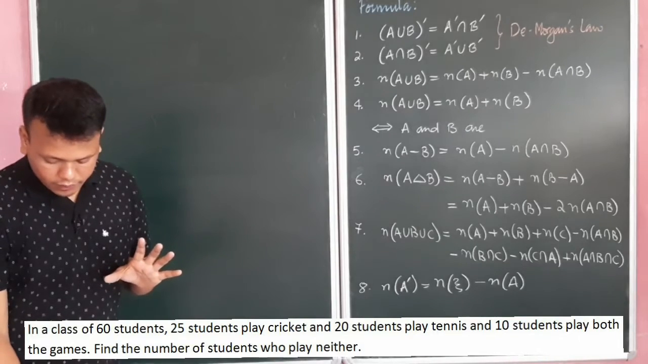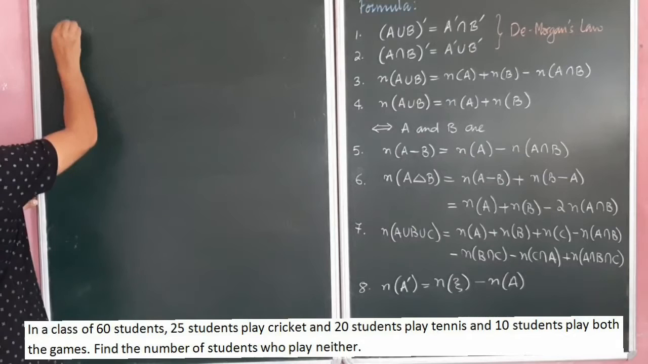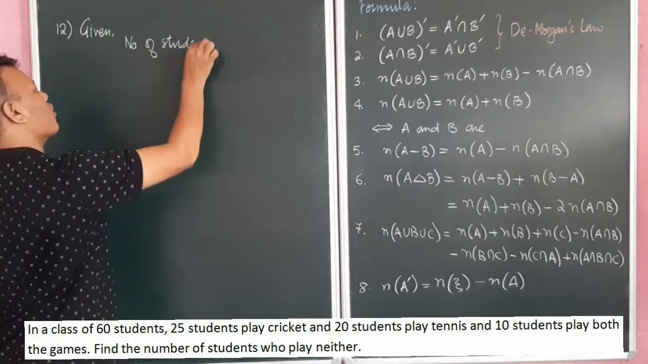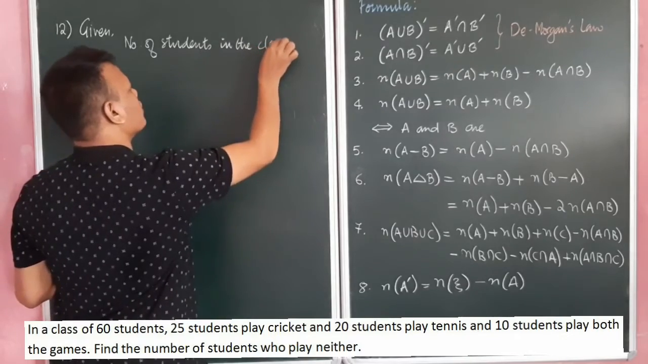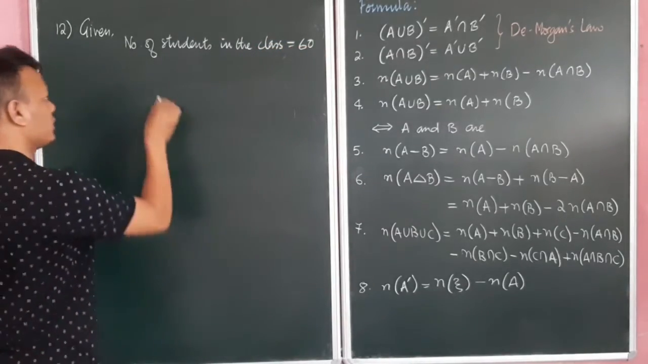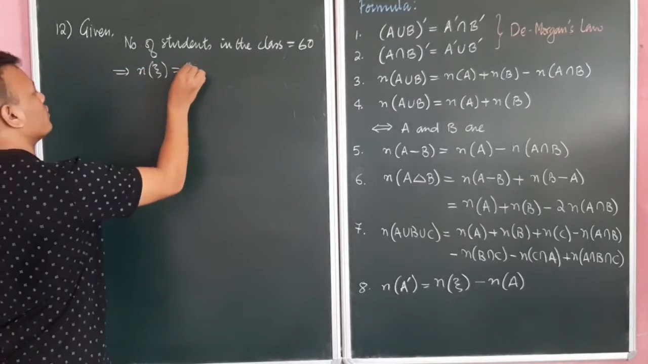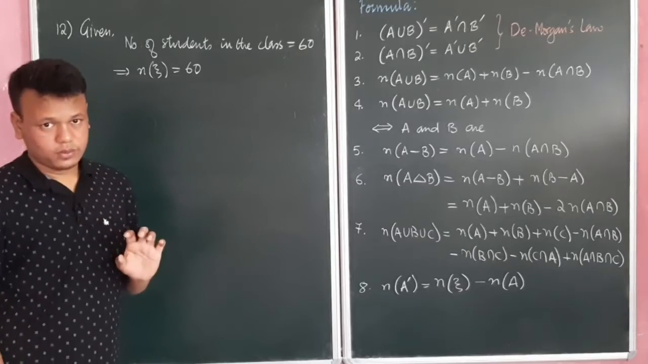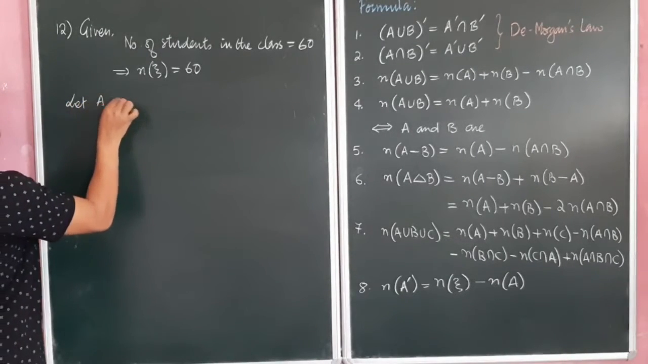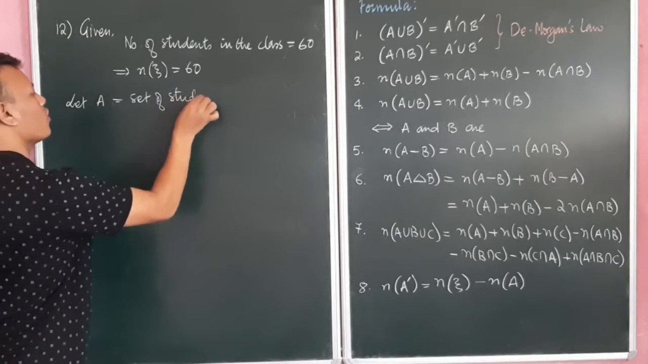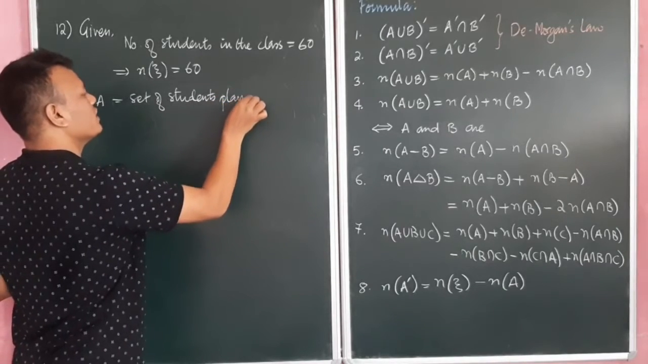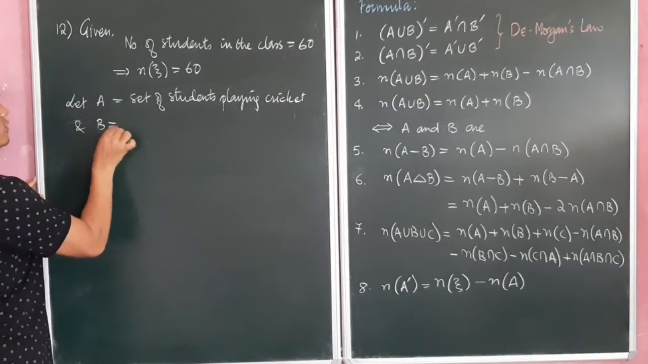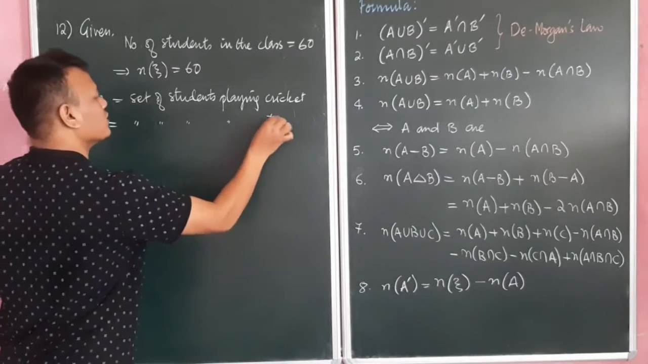Now we have 25 students. Let's write down what is given. Given is the number of students in the class, which is 60, and as I said, this classroom is my universal set, so this can be written as cardinality of universal set, which is 60. Now it is given that from this classroom 25 play cricket. So let A be the set of students who play cricket. Let me take another set as well. B is the set of students playing tennis.